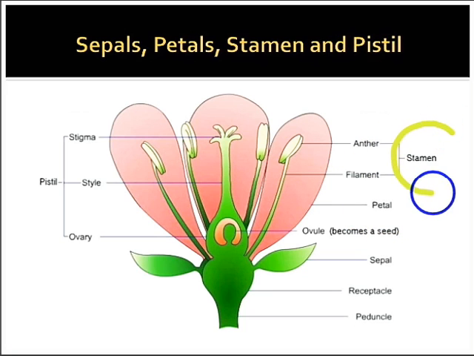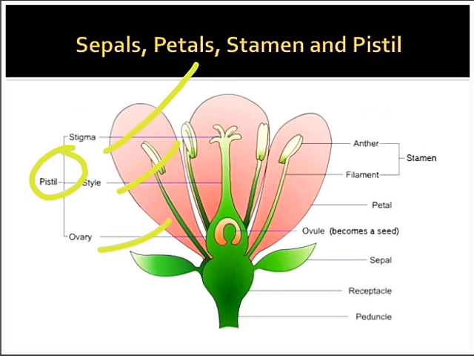The third part will be stamen. Stamen consists of two parts, filament and anther. Anther contains the male gametes, known as pollen grains. The fourth part in the flower is pistil. It consists of three parts, stigma, style and ovary. Stigma receives the pollen grains and passes them to the ovary, and the passage through which they pass is known as style.